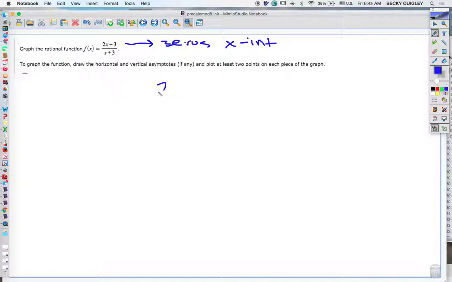So the zero of 2x plus 3, that just means I set it equal to 0 and solve. 2x equals negative 3, x equals negative 3 halves. So that is my x-intercept, negative 3 halves. So this graph does cross the x-axis. So now let's look at our vertical asymptote. So we have the zero. Remember, the zero of the denominator is going to give you the vertical asymptote.